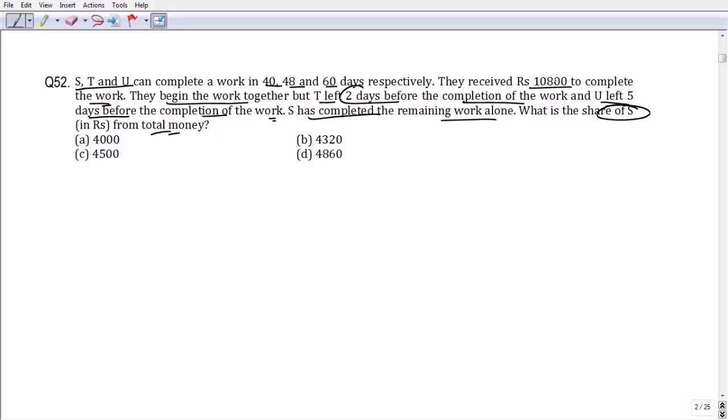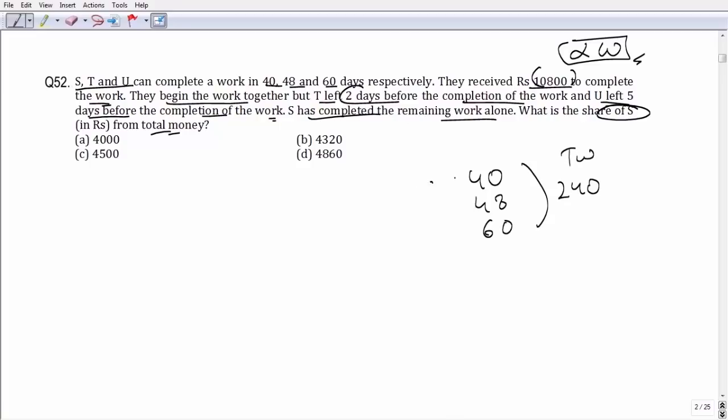Now first of all, if we talk about the share, we know that the amount that anyone will get will be directly proportional to the amount of work that he does. So with that view, let's just quickly start off by assuming the LCM of the number of days, that is 40, 48 and 60, which has an LCM of 240 as the total work, with which we can say that the respective efficiencies of S, T and U will turn out to be 6, 5 and 4 units.